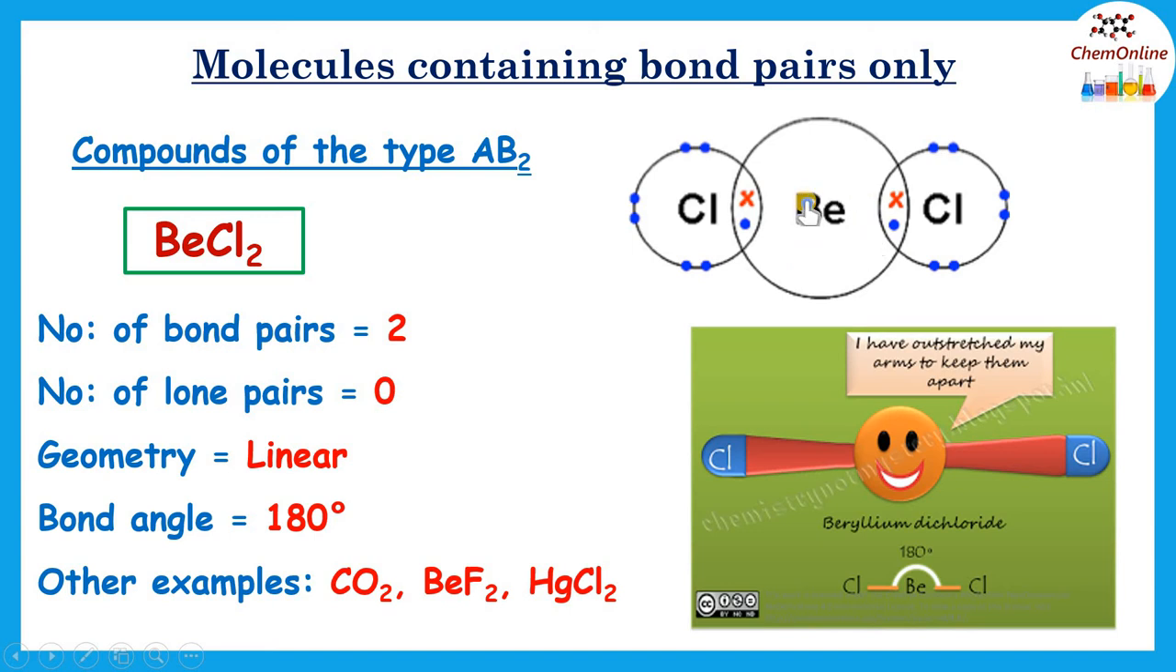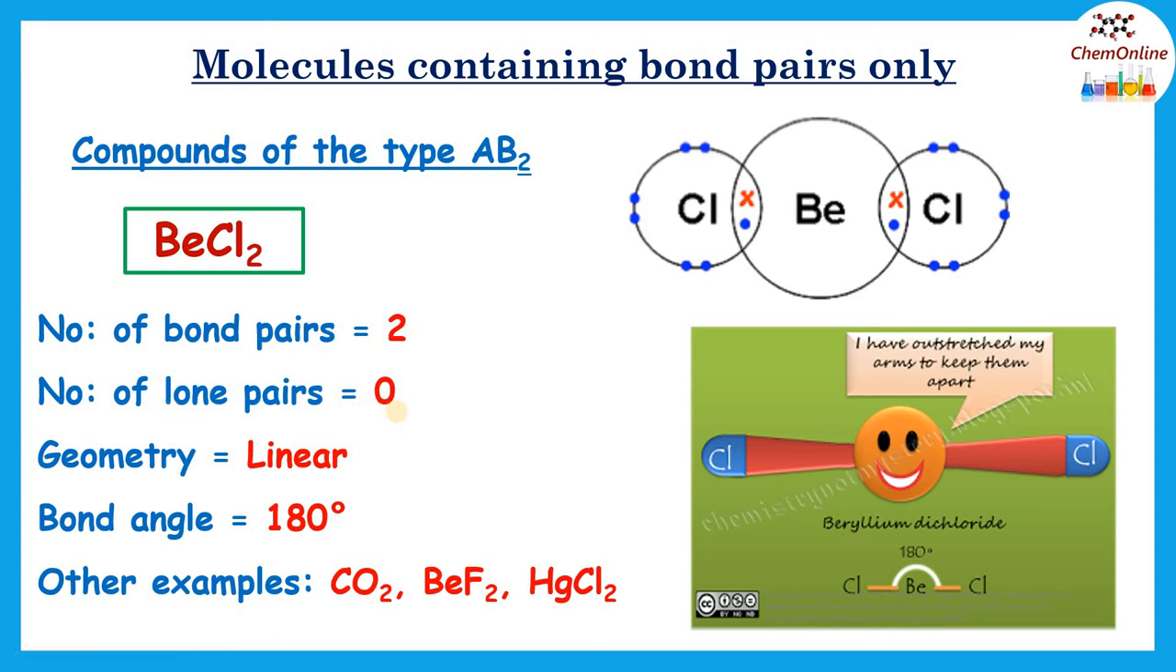The central atom is beryllium surrounded by 2 chlorine atoms. The beryllium atom has 2 electrons which form covalent bonds with 2 chlorine atoms. So the number of bond pairs is 2. There are no lone pairs.